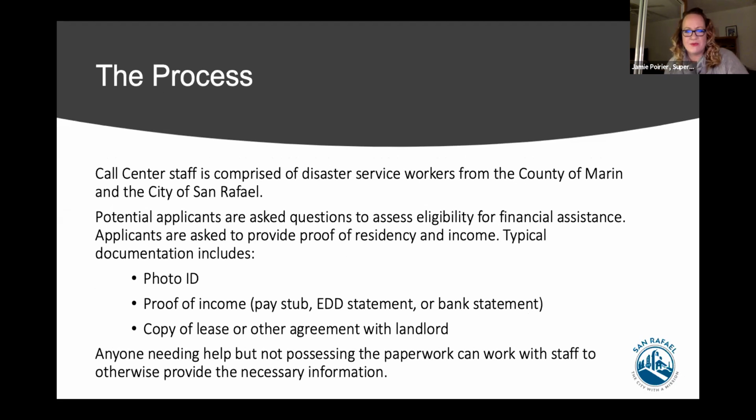Typically, the proof of income would be something like a pay stub, an EDD statement, or a bank statement. For individuals that might not have any of those, it could also be copies of receipts from money orders or really any kind of paperwork that they have. And typical proof of residency is a copy of a lease, but if that is not available, sometimes a written statement from a landlord or even just proof that they're getting mail at that address would be sufficient. And anyone needing help but not possessing paperwork can work with us to hopefully provide some other substitute of information.